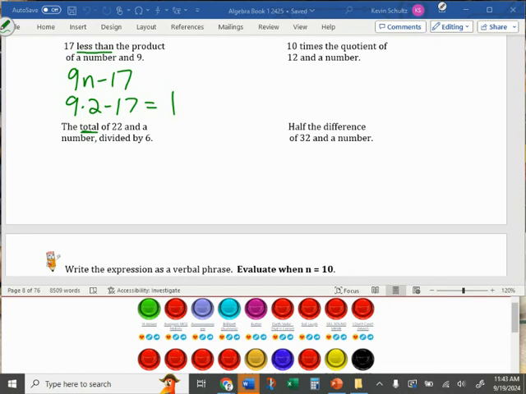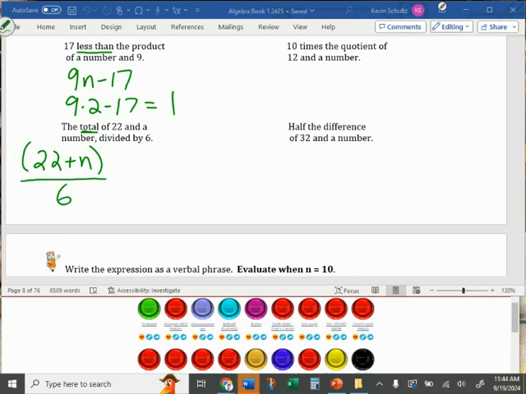Lucas, what do you think that's going to look like? The answer? I want the expression first. Okay, we got 22 plus n, right? And then you get the parentheses around it. Over 6. Okay. So if we put it over 6, do we need the parentheses?